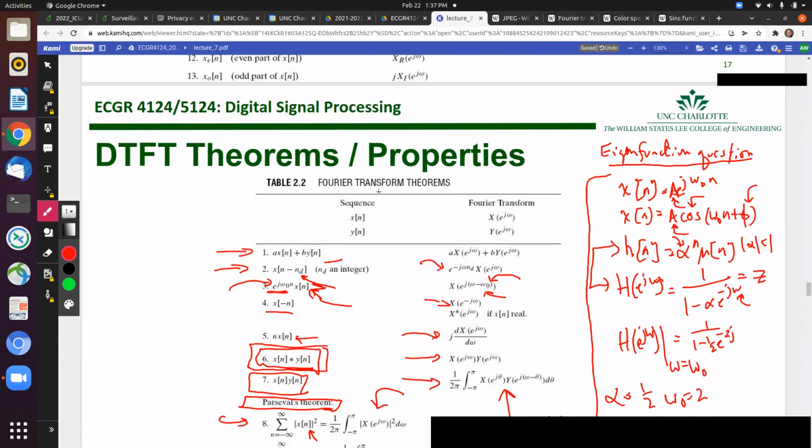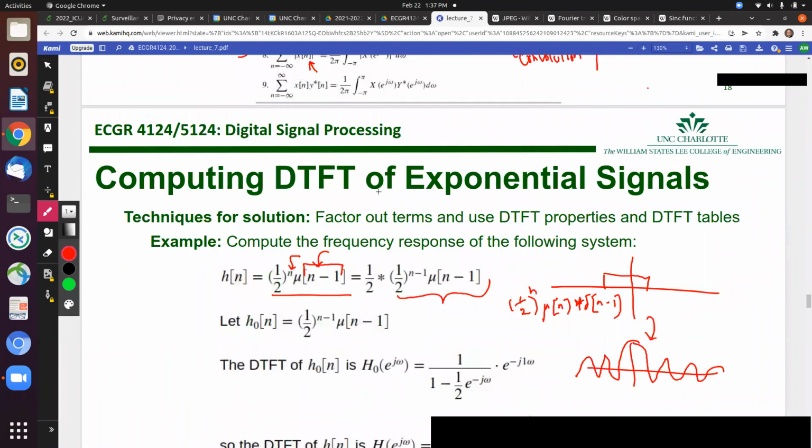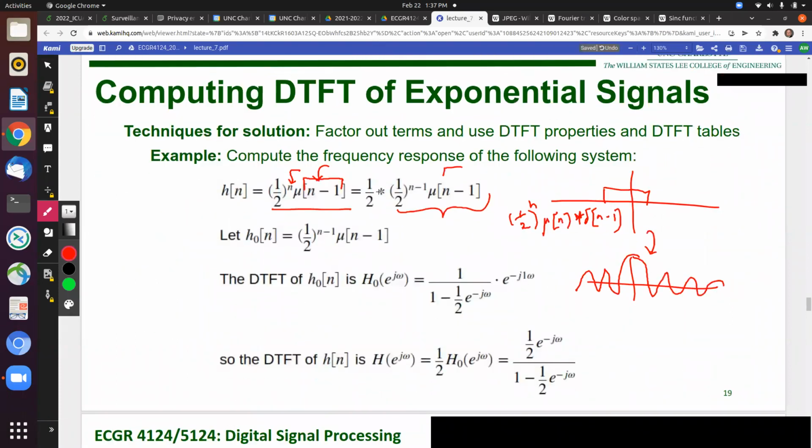If we take a signal and delay it, it's multiplying by e to the minus j omega nd. So if we have this signal here, what is its Fourier transform? Well, the delay is 1, so you'd be multiplying by e to the minus j omega, and this would be the delay, right? That's a way to easily Fourier transform this function using properties.